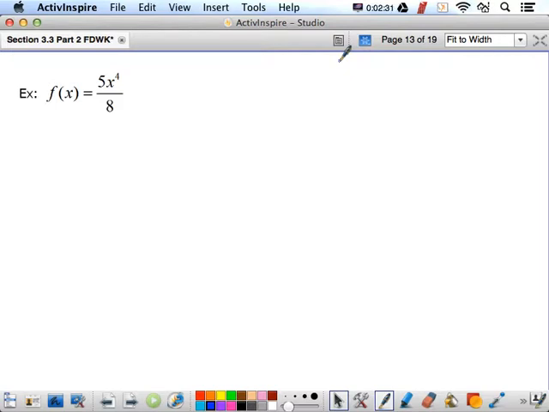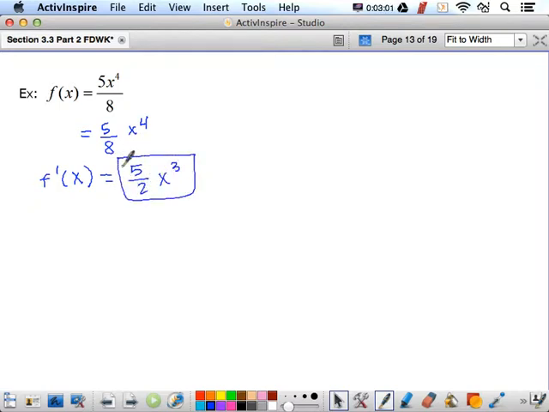In this example, we have a monomial over a constant. If we want to do that without the quotient rule, we would simply envision it as 5/8 of x to the 4. And then we could just do the power rule. F prime of x is equal to, what is 4 times 5/8? That would be 20 over 8, it would be 5/2, right? 5/2 of x to the 3rd.